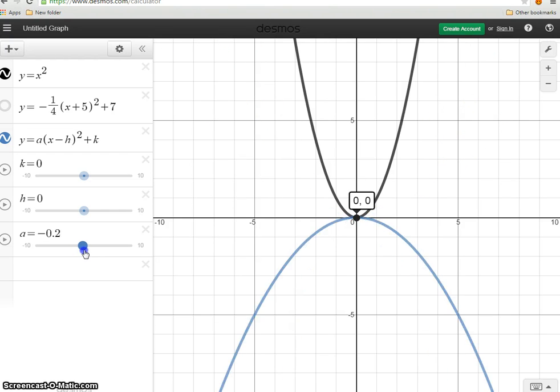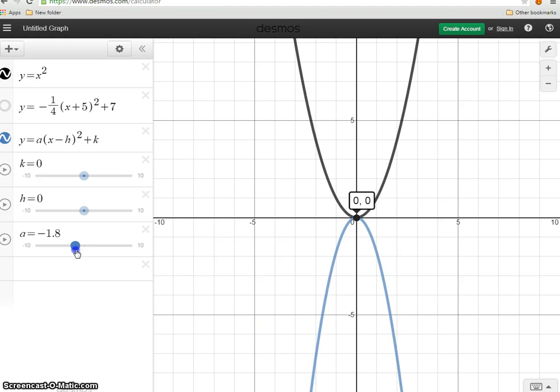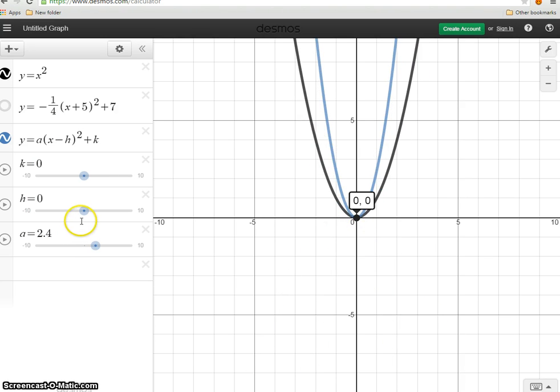Okay, and same is true for the negatives, right? If it's between 0 and 1 on the negative side, it's going to be wider, and larger than 1 on the negative side would make it narrower. Okay, so that's what the a value does. Now we can take a look at the h and k values as well.